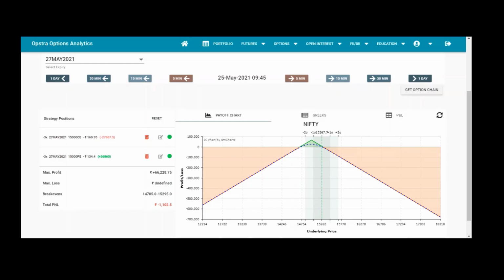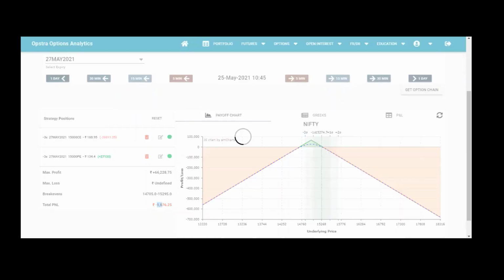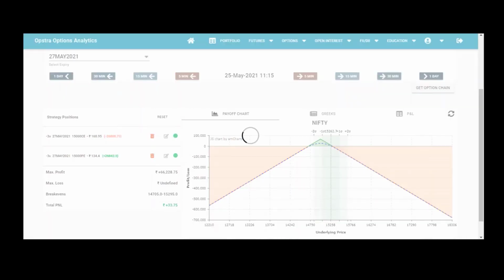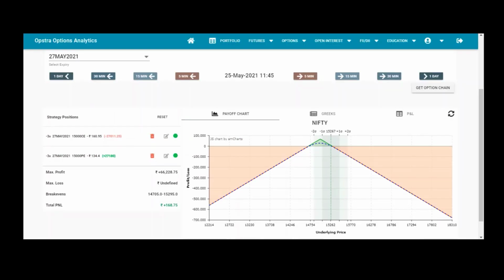So on the 25th May 9:45 we landed in the 1,000 rupees loss. So let me go for 30 minutes ahead, we are in the loss of 1,600. After 30 minutes, let's see what happens. Finally we landed into some profits, which is 33 rupees. Let's go 30 minutes ahead and see.